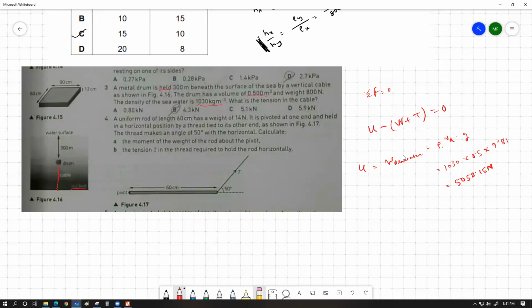So that means if we write 5052.15 minus 800 plus tension equals 0, see what value of tension comes out. 4252.15. So about 4.3 kilonewton if you round it to 2 significant figures. Yes sir, understood sir. That is the correct response.